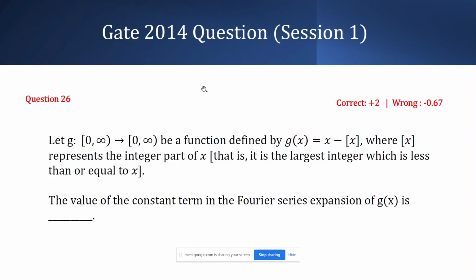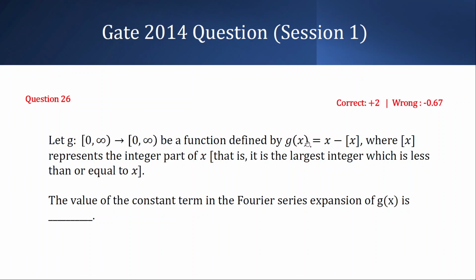So this is a 2014 GATE question which appeared in session 1. A function has been given to you. Do you know the meaning of this statement, 0 to infinity? Okay, so this statement means the domain of the function, that is the arguments of this function g, would be anything between 0 to infinity. And the output of the function would also be positive, from 0 to infinity.